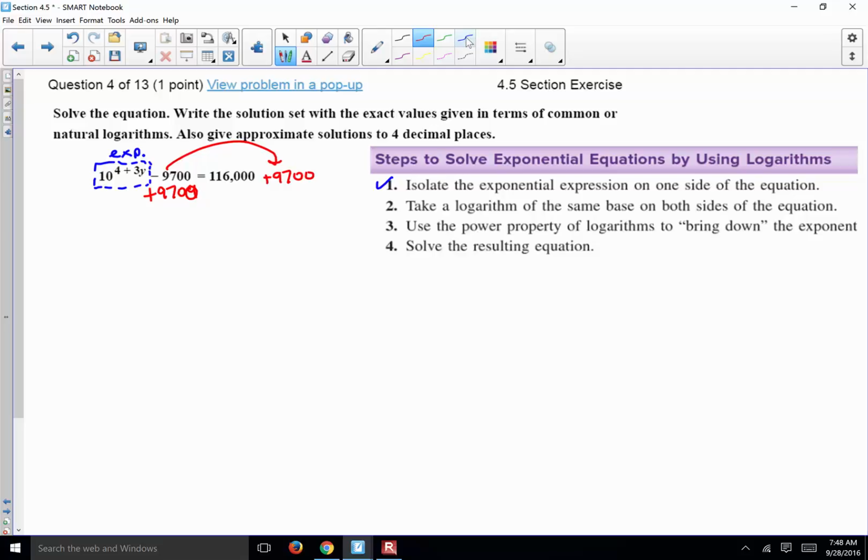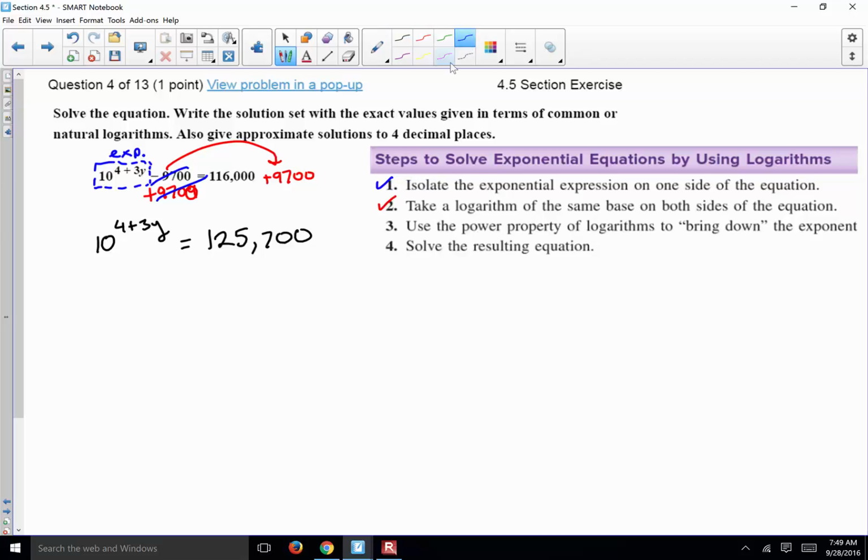Okay, so that will take care of it. 10 raised to the 4 plus 3y equals, what is 9,700 plus 116,000? 125,700. Is that true? Okay, that's step 1. Step 2, we are ready to take the logarithm.